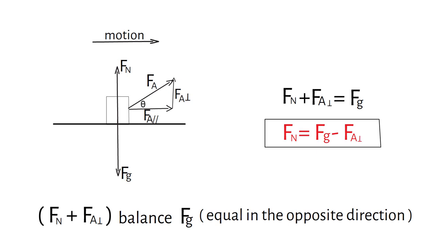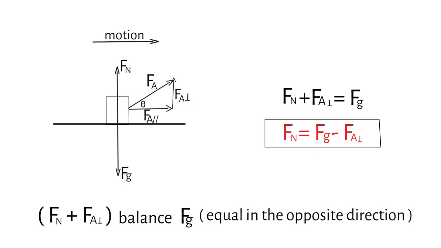So we get the normal force from that formula: FN equals FG minus FA perpendicular. And you know how we get FA perpendicular: it will be FA sine theta.